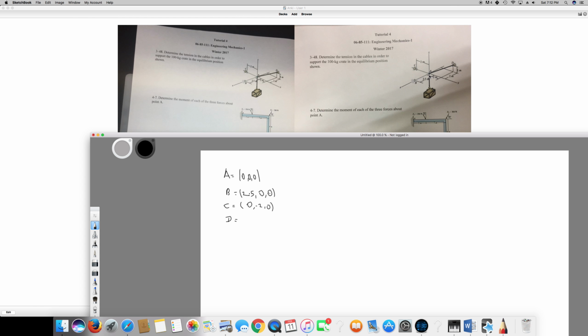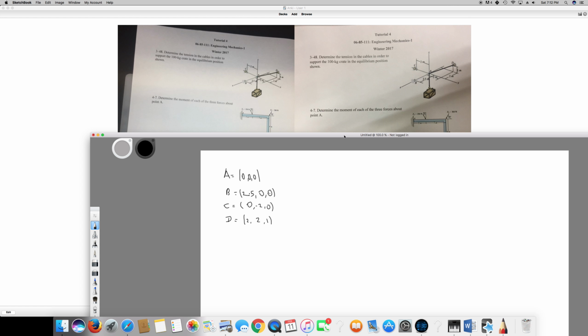And the D part is from the x-axis. If you see here, they have labeled 2 meters, so it's 2 meters distance from the x-axis. So it's going to be 2, and y also 2, as they labeled here. And z is 1 meter height, so it's going to be 1. So 2, 2, 1 is D.